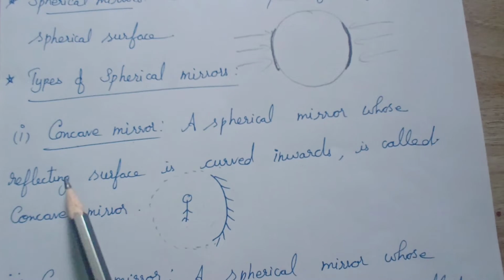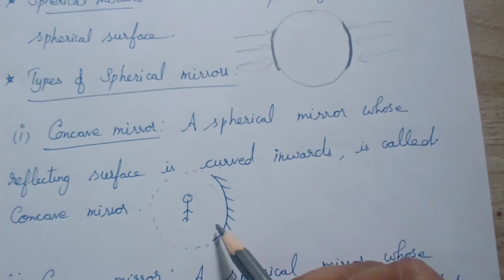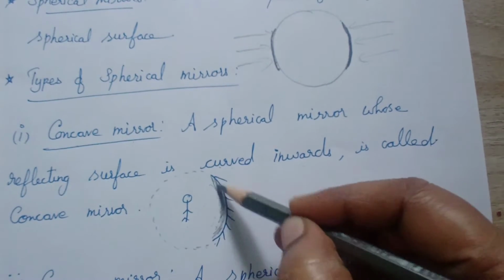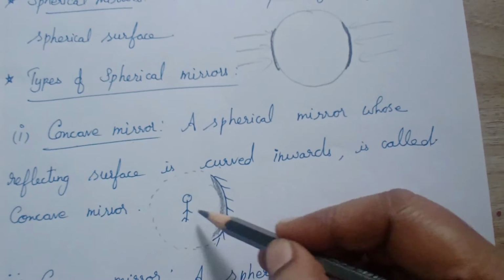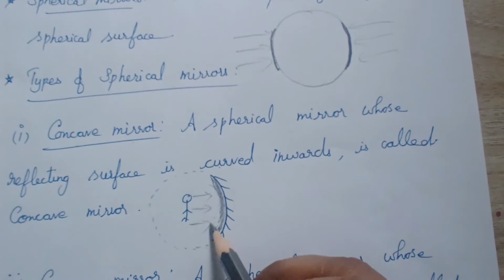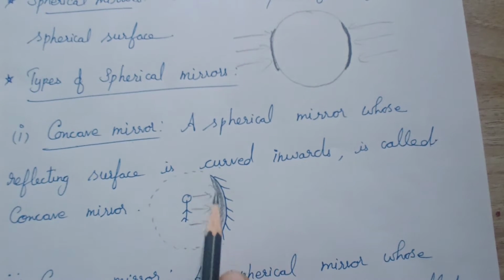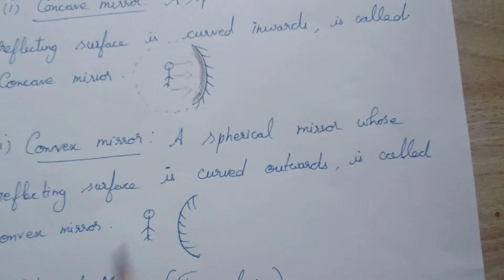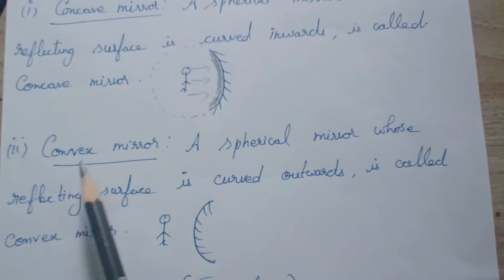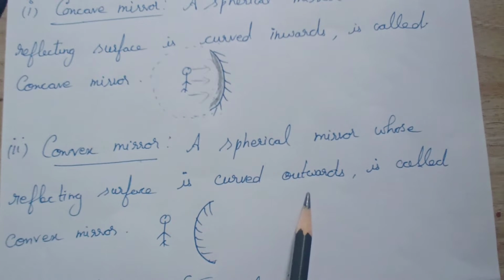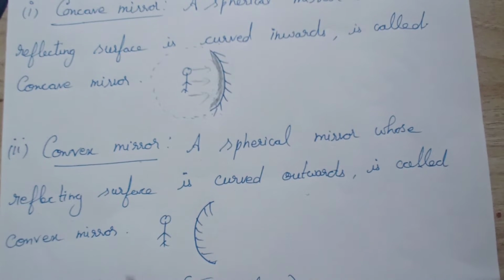A spherical mirror whose reflecting surface is this, the light will fall here and be reflected back. This is the non-reflecting side. If the reflecting surface is curved inwards, it is called a concave mirror. Once you remember concave, it is easy to remember convex. Convex means curved outwards. A spherical mirror whose reflecting surface is curved outwards is called a convex mirror.